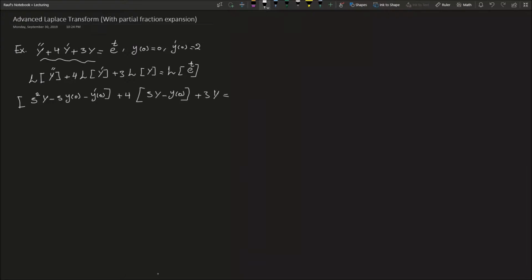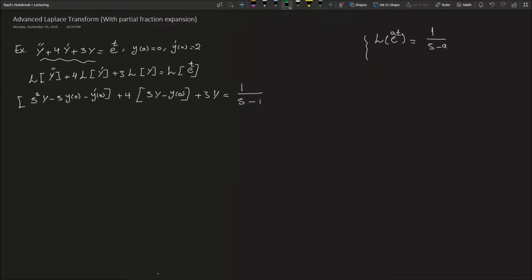Let's go here on the side. We saw previously in the Laplace transform table that the Laplace transform of e to the power of at equals 1 over s minus a. In this case, e to the power of t is known as e to the power of 1t, so a in this case is 1, so it can be 1 over s minus 1.